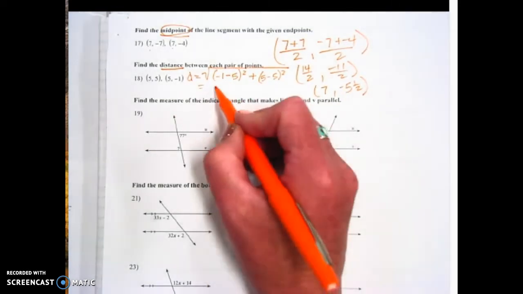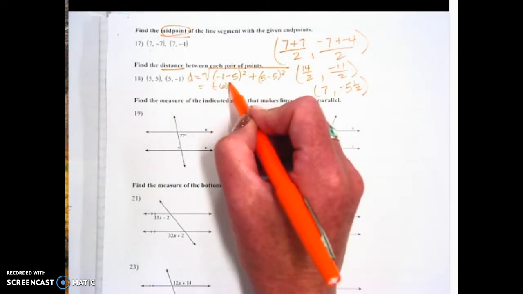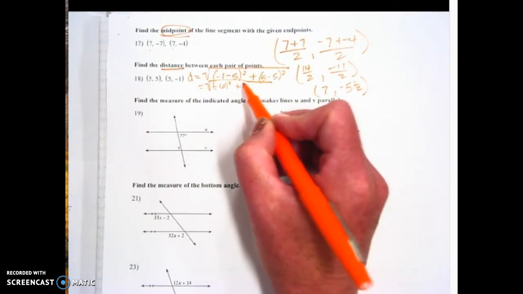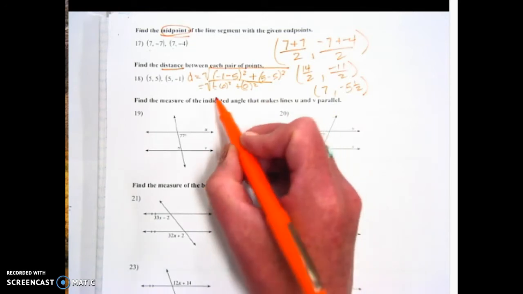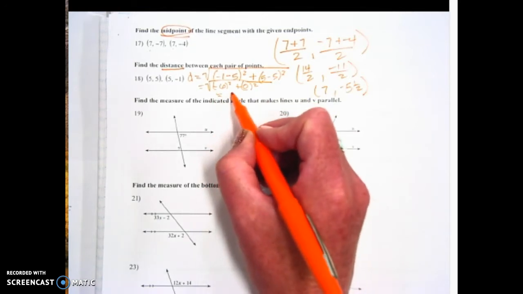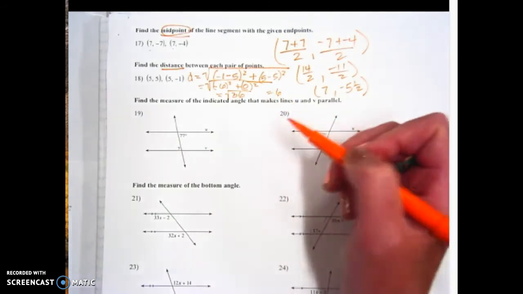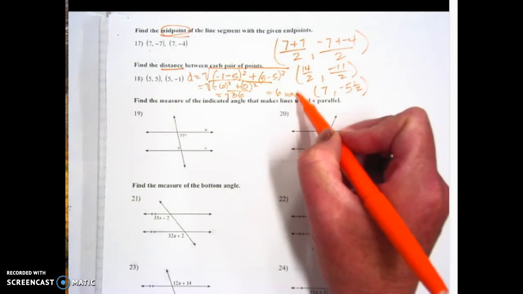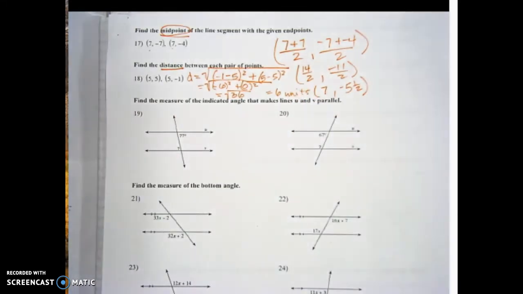-1 minus 5 is -6. 5 minus 5 is 0. So this is the square root of 36, so 6. And this should be in what units? It doesn't say centimeters or, yeah, okay.